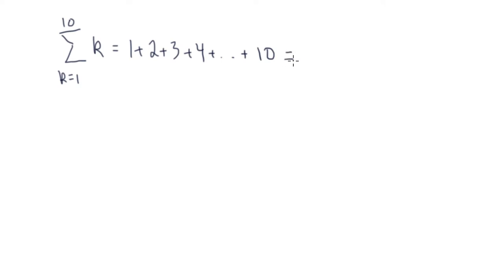But what this formula we just found says is that actually I just take 10 times 10 plus 1 over 2. And what do I get? Well, 55. See how quick that is? And maybe 10 isn't really that big of a number, but what if I wanted to add all of the numbers up to 100?